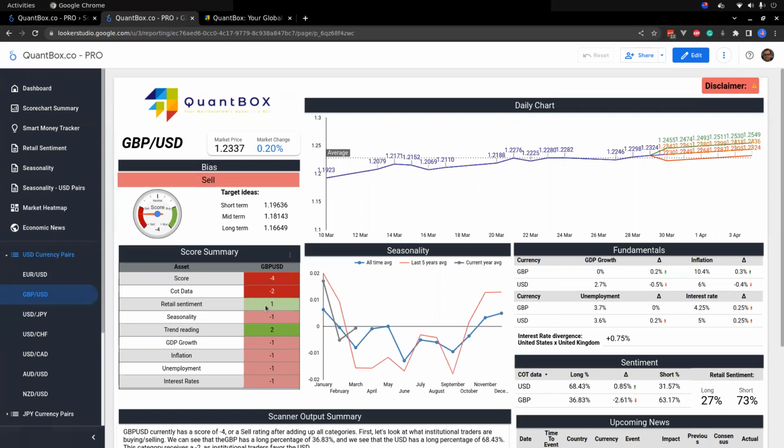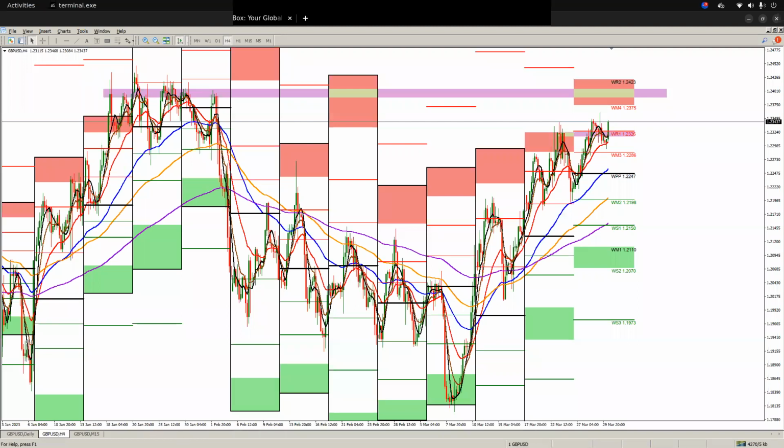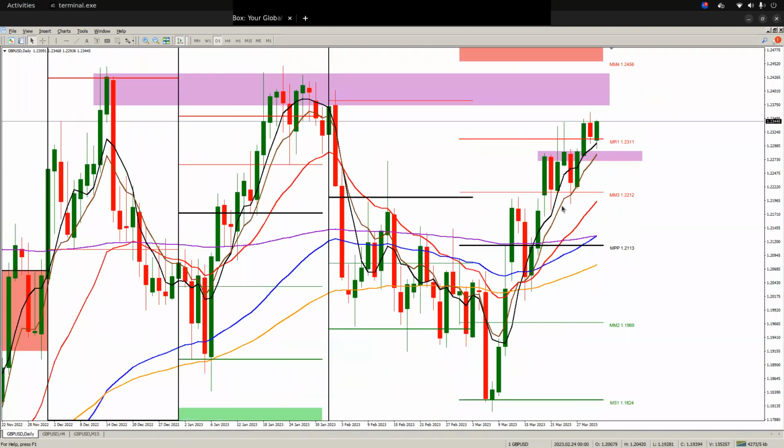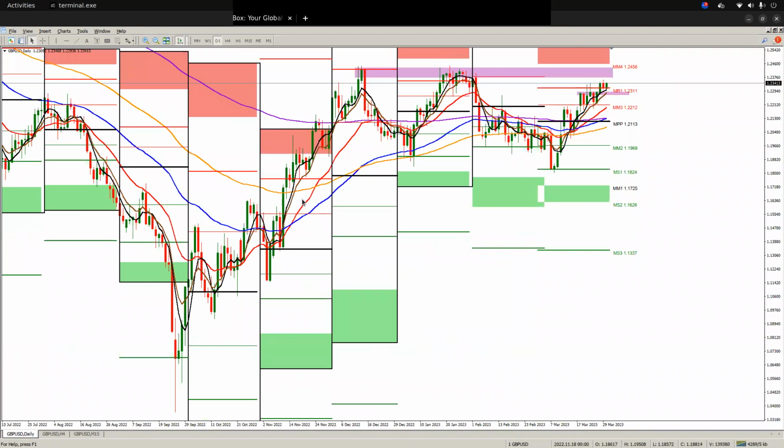Okay, retail sentiment doesn't bother me. Trend reading doesn't bother me. Because you can see right now, not much of a trend. Okay, the 5 and the 8 obviously crossed, nice little momentum there for sure, but we can agree that there's no trend. So if price comes up top of this range, I'd like to sell.